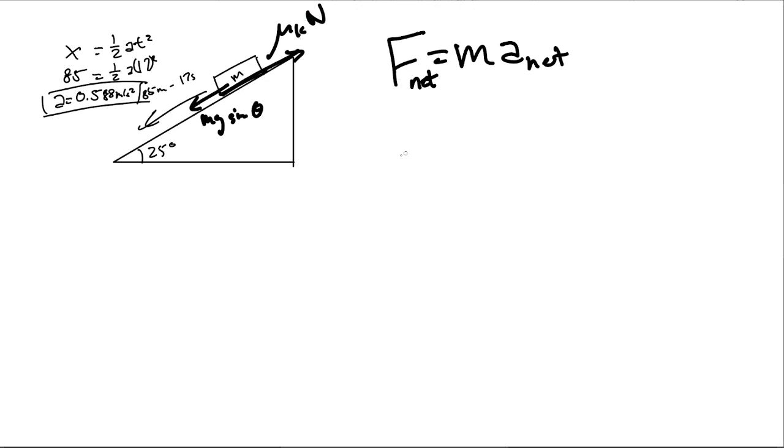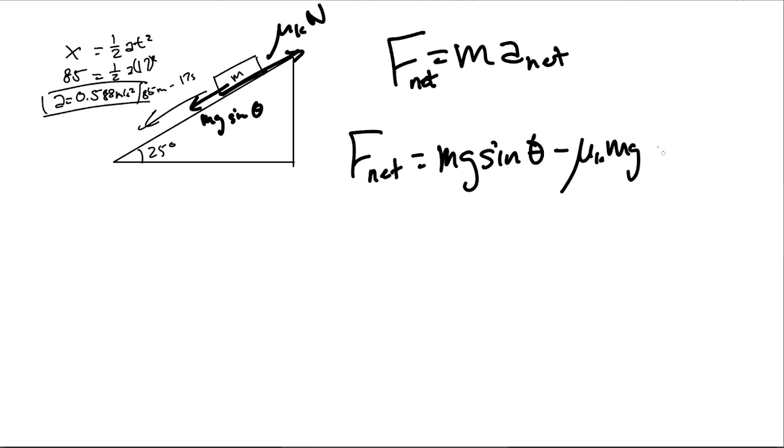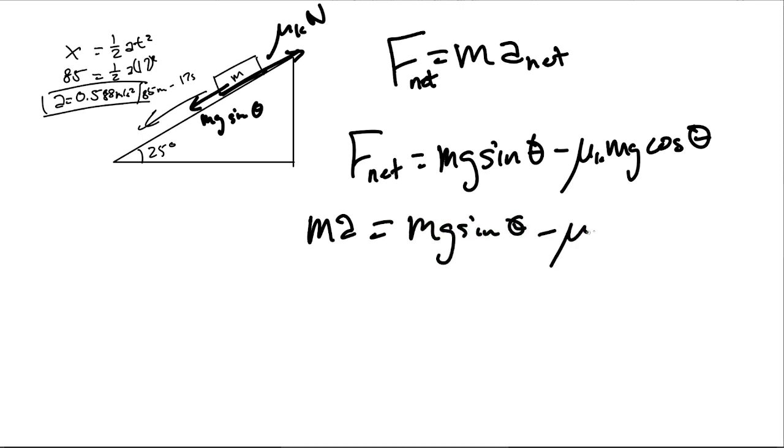So that means that our net force is equal to mg sine theta minus mu k mg cosine theta, right? This is our normal force, in this direction, mg cosine theta. Okay, so now we can set these two equal to each other, and now you can already see why we don't need our mass. So ma is equal to mg sine theta minus mu k mg cosine theta, right?